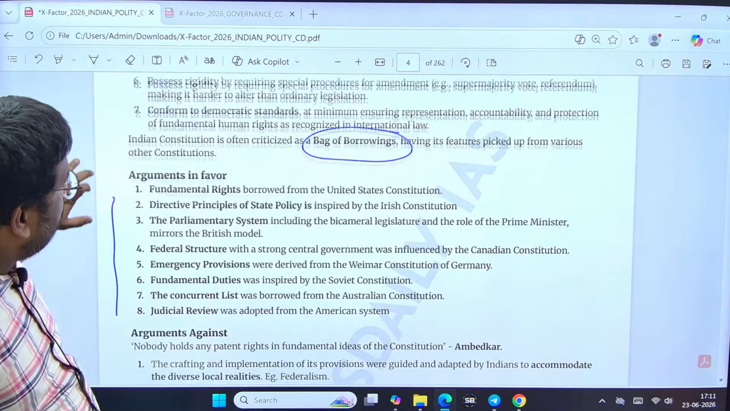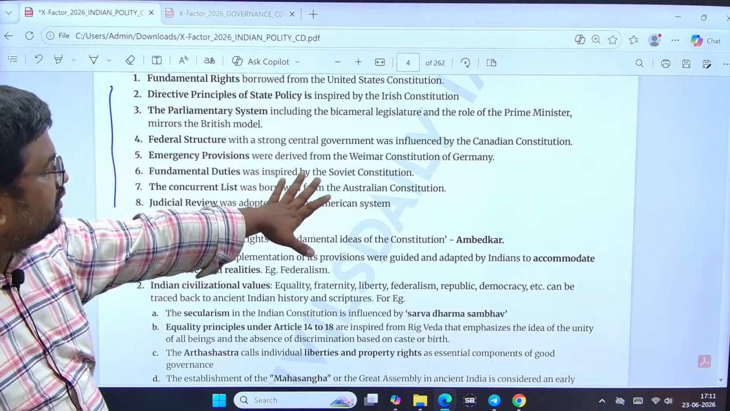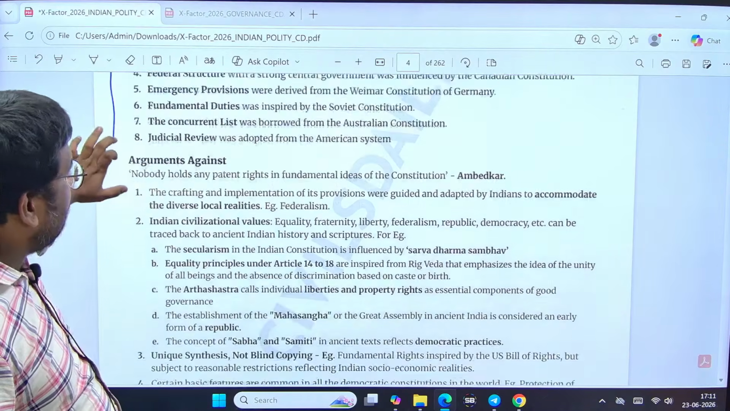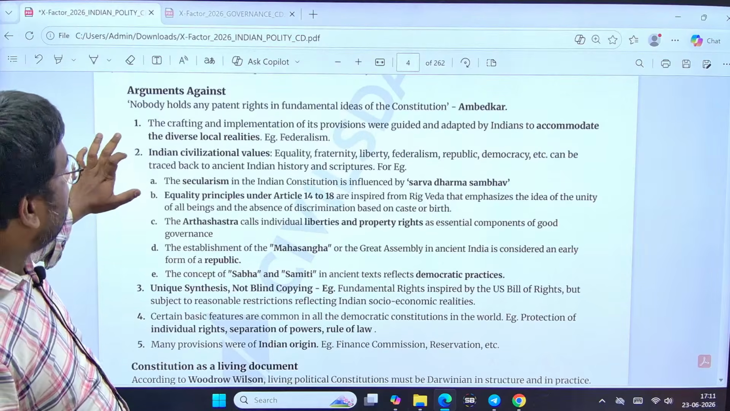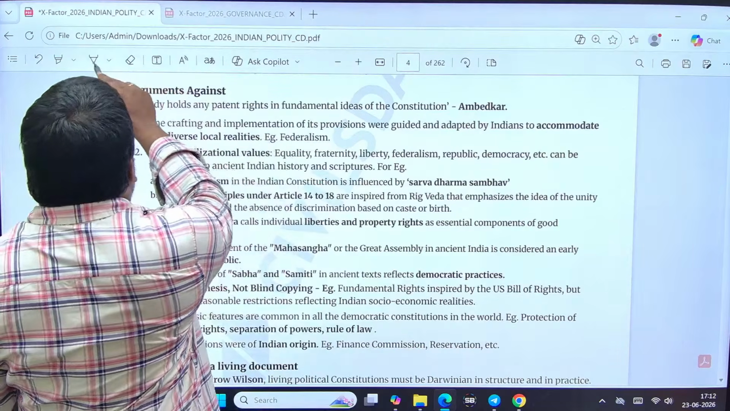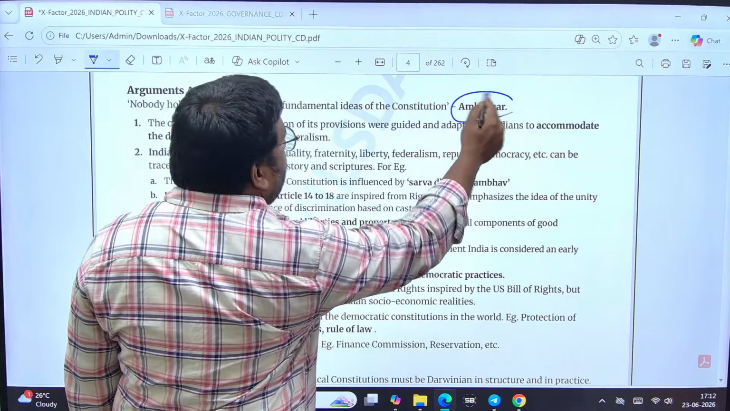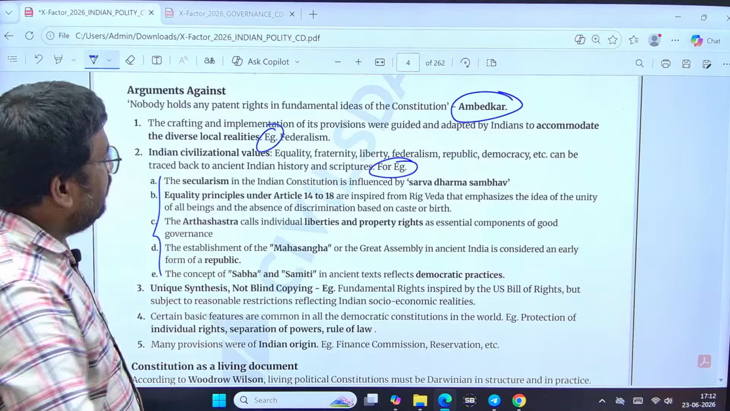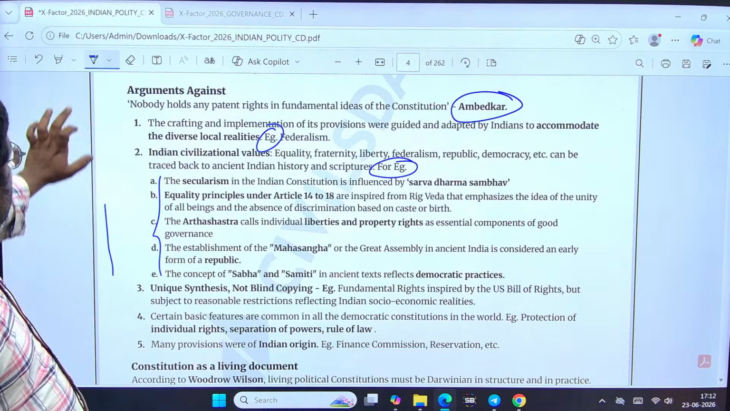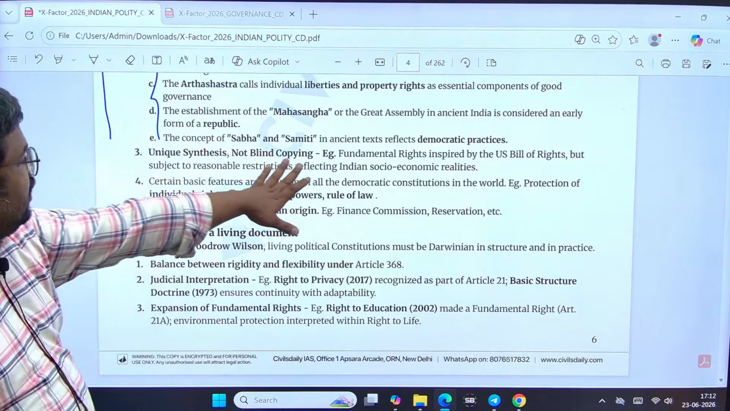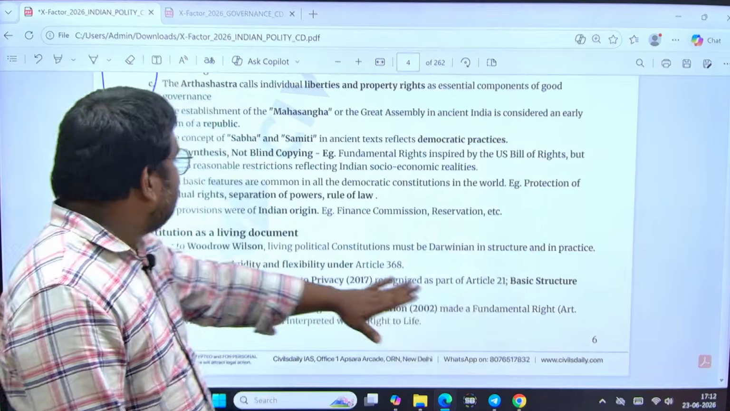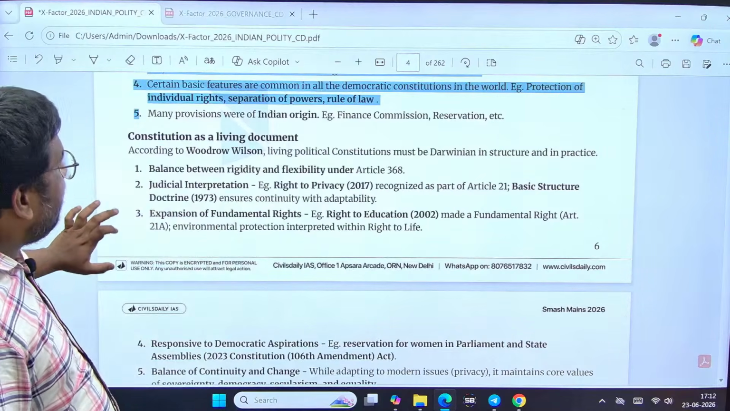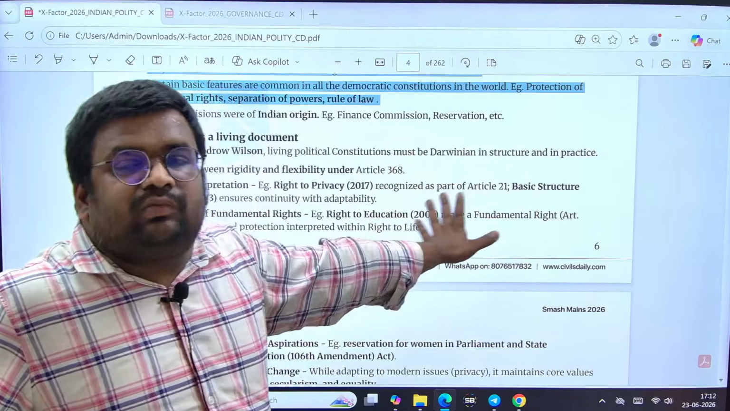Now the points are so small. Okay, even there is the substantiation. For example, in arguments in favor, specific points from the Lakshmikant are given, but in arguments against, if you see the points, you have the scholar Ambedkar quote, and every point is substantiated. So for this, we have given 5 examples. Okay, then unique synthesis, again the example. Here also you can find the example. Okay, then many provisions are of Indian origin. They are also examples. So every point that you are getting is properly substantiated.